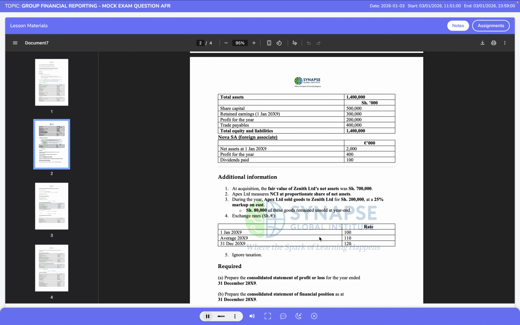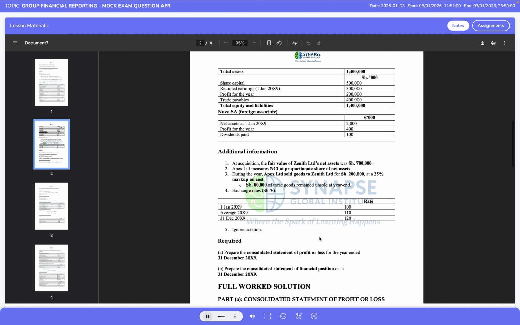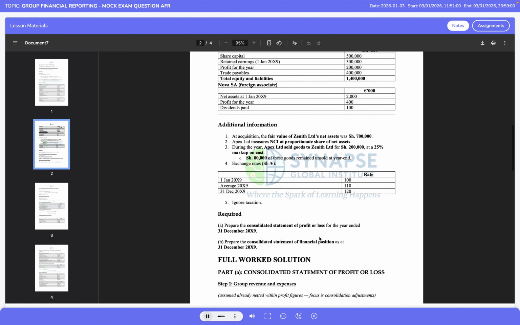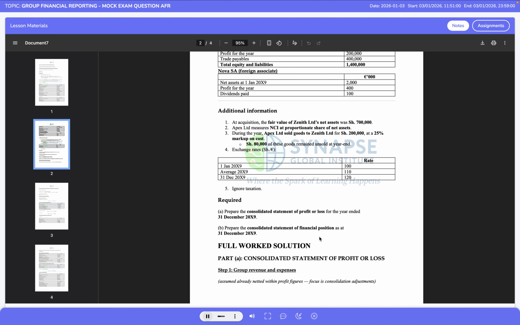subject to consolidation adjustments. For Nova SA, the foreign associate, we are given net assets at the 1st of January 20/9 of 2,000 euro units, profit for the year of 400 euro units, and dividends paid of 100 euro units. Because Nova SA's functional currency is the euro, these figures cannot be used directly. They must be translated into Kenya shillings using the appropriate exchange rates under IAS 21. The exchange rates provided are 100 shillings per euro at acquisition, 110 at the average rate for the year, and 120 at the closing rate.